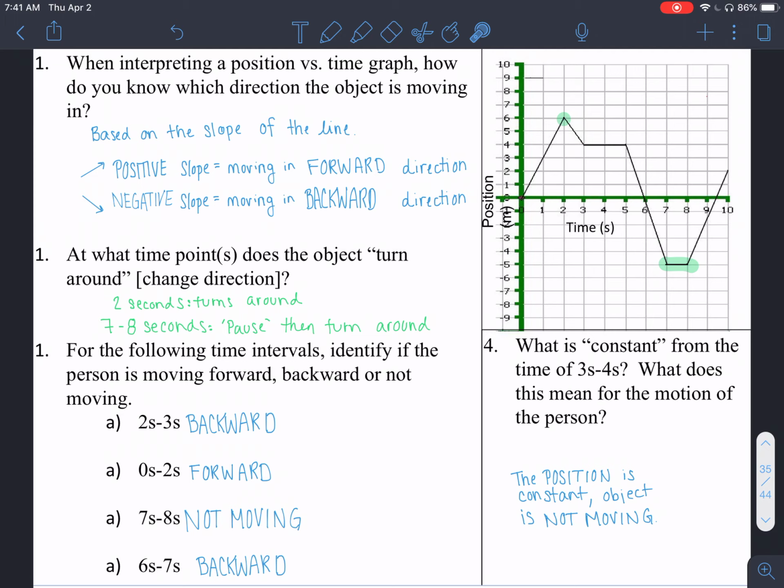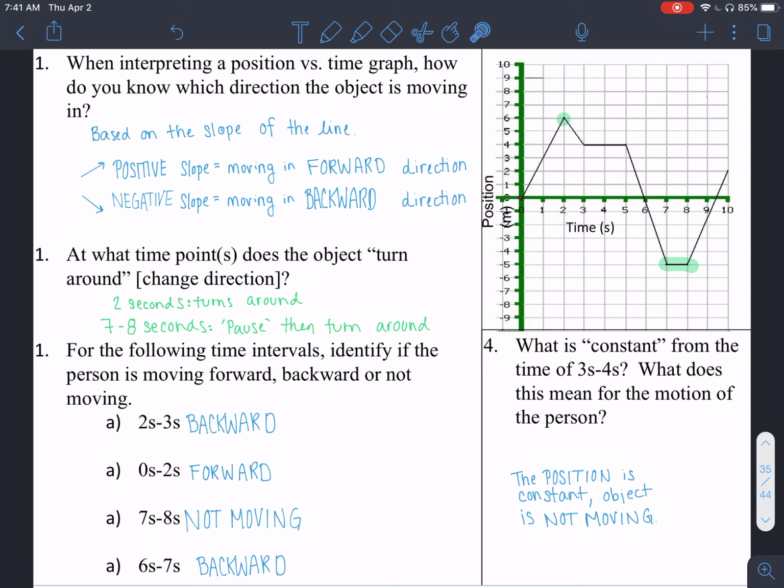When does the object turn around? It is whenever the slope changes. So going from a positive to a negative. So I chose at 2 seconds. They did a complete turnaround, and then between 7 and 8, they were going in the backwards direction, stopped, and then started going back in the forwards direction.